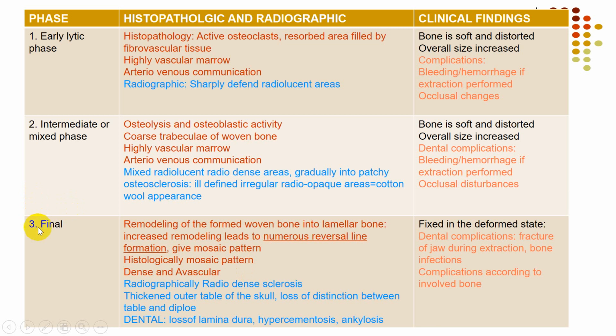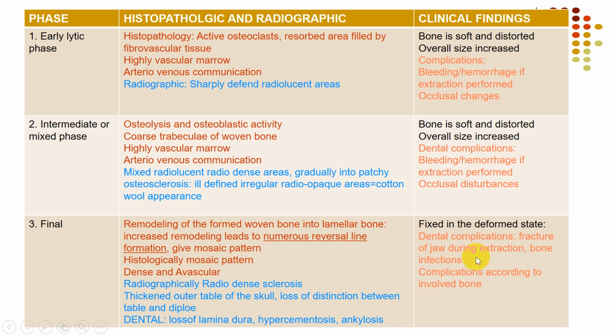Okay, now in the final stage, when we have mature lamellar bone, we will have dense bone. But as we said in osteopetrosis, although the bone is dense and we have more bony mass, the bone is weak and it is more prone to fracture. It is dense and avascular. So the complications will change now.